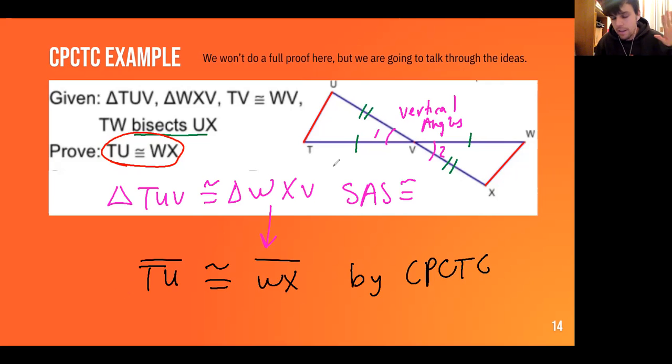Well, not all. Technically, to do a full triangle congruence proof, to actually use SAS, there's a few statements that I'm missing here. I need to actually state that angle 1 and 2 are congruent, and I do actually need to state that UV and VX are congruent. But we can kind of see that, and we're talking about it. We're not doing a full proof here. We're kind of just showing how we're adding on this CPCTC element to something we already know how to do.